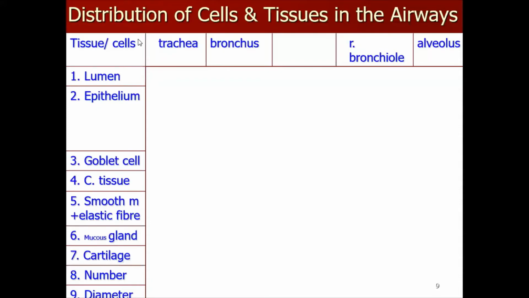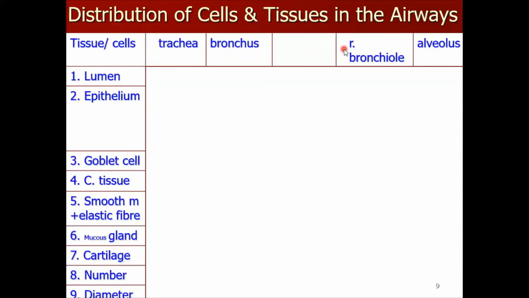So this is a table to show the distribution of cells and tissues in the airways of our gas exchange system. Okay, it starts from the trachea for our gas exchange system. All right, so what are the structures that you actually need to learn? It is the trachea, bronchus, bronchiole, and alveolus.